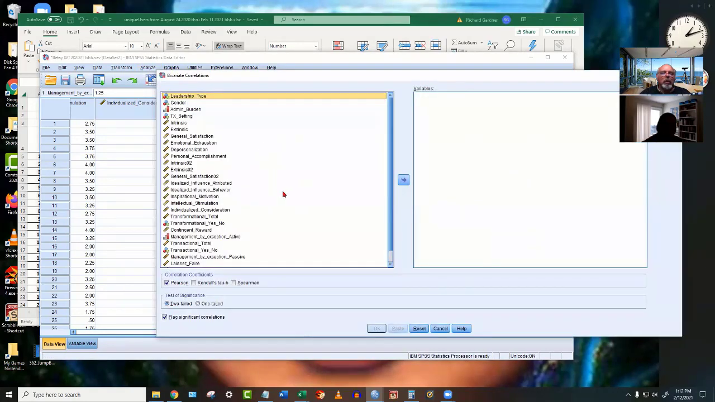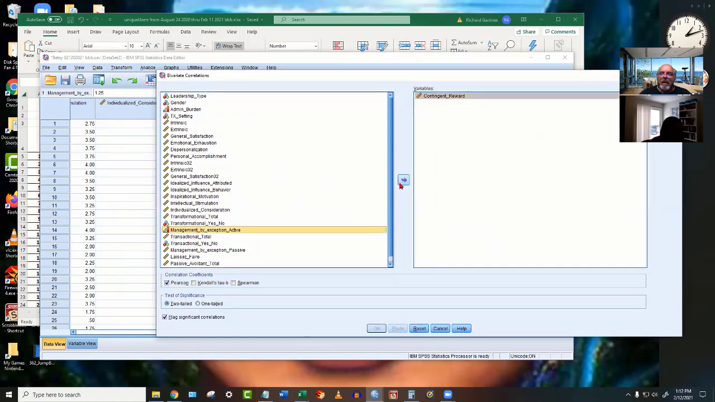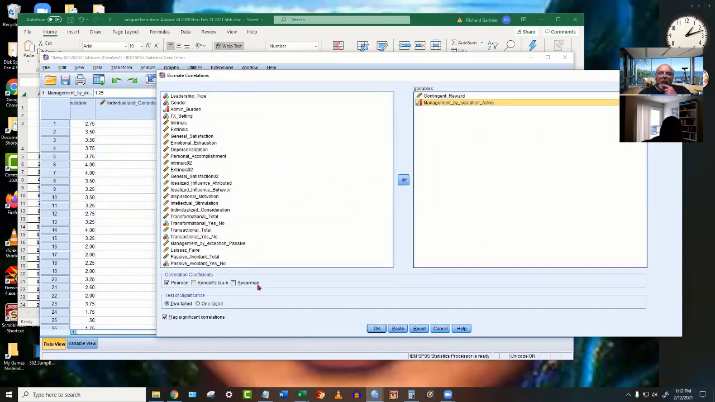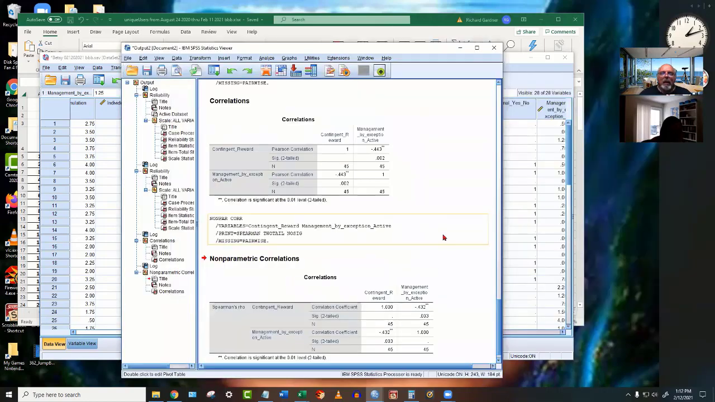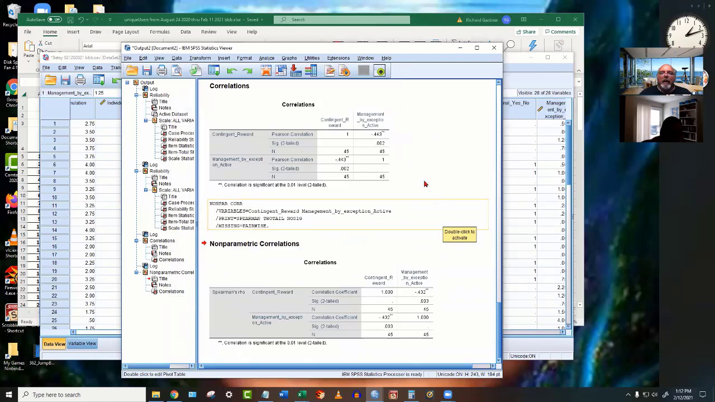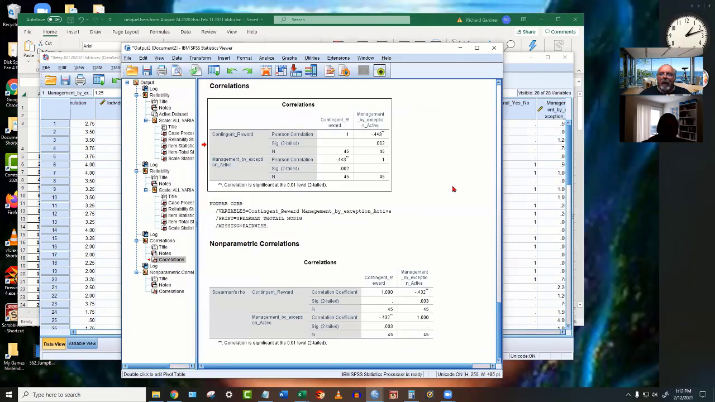And that was contingent, management. Should probably run a Spearman because one of them is. But they are. Okay, so they're negatively correlated. So you would not use these together. Well, they go together to determine transactional leadership. But they're opposites of each other.